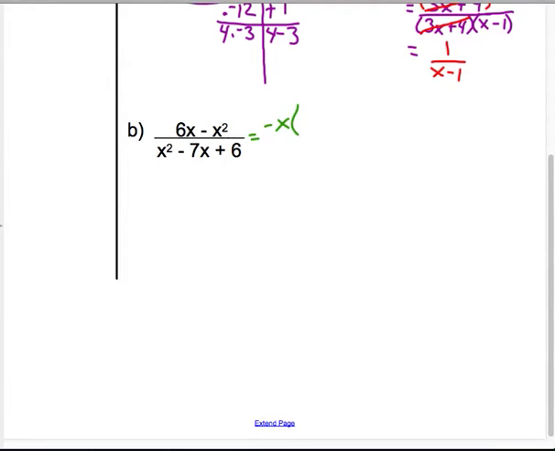And then I'm going to switch the two terms around. So I'm thinking of this as a negative x squared plus 6x instead. So I'm left with x minus 6 after I factor out that negative x. And then in the denominator, what multiplies to a positive 6 and adds to negative 7 is minus 1 and minus 6. So again, I've got my x minus 6's that cancel, leaving me with negative x over x minus 1.